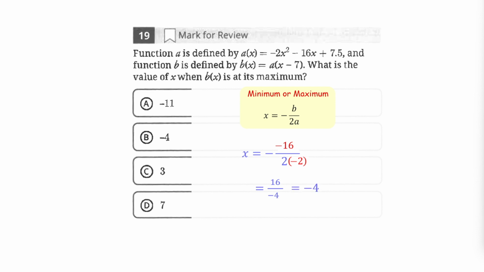So this is the value of x when the function a of x is at its maximum. Function b of x is derived from function a of x by subtracting 7 from x. When graphs are transformed, subtraction inside the parentheses shifts the graph to the right. So x minus 7 shifts the graph 7 units to the right, which shifts the x-coordinate of the maximum. Negative 4 plus 7 equals 3. So the answer is C.